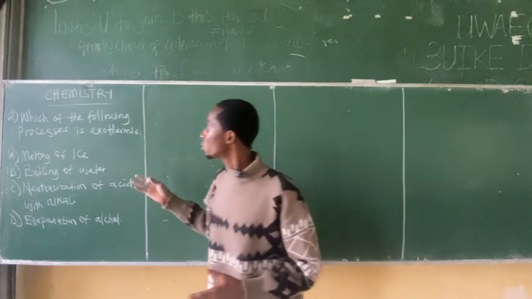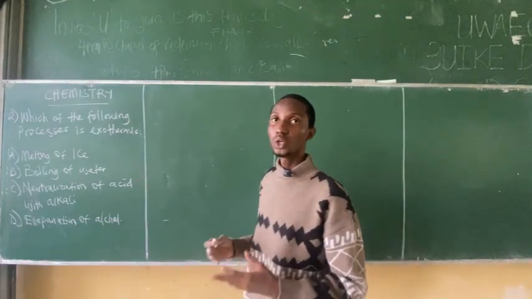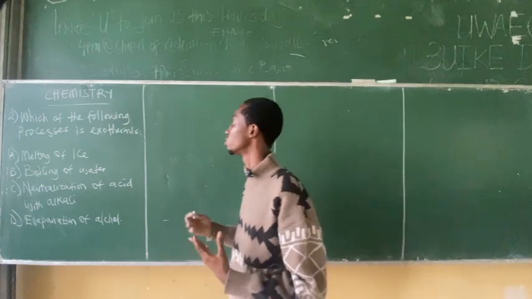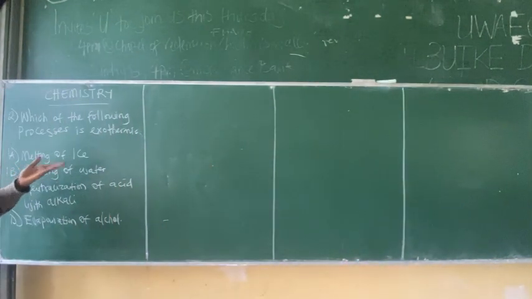Question 2 says, which of the following processes is exothermic? Option A, melting of ice. Option B, boiling of water. Option C, neutralization of acid with alkaline. And option D, evaporation of alcohol.